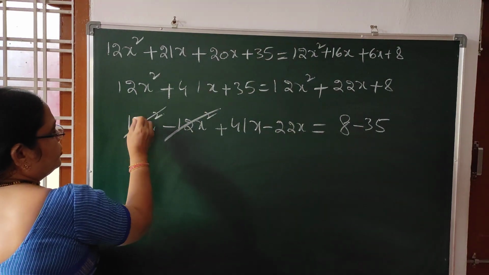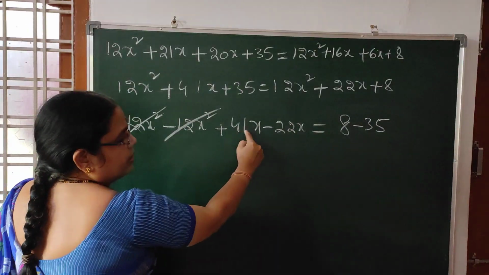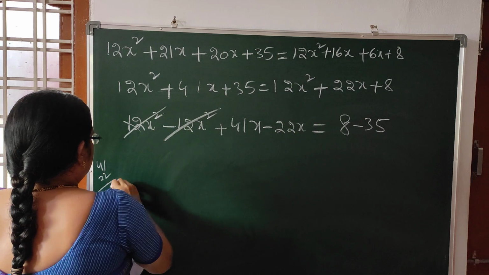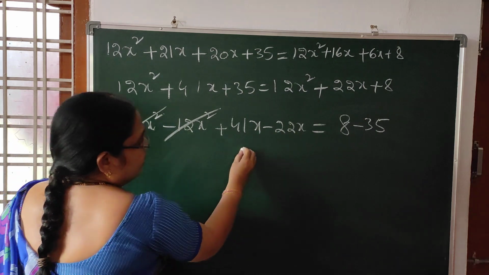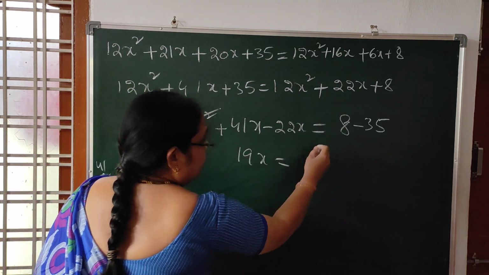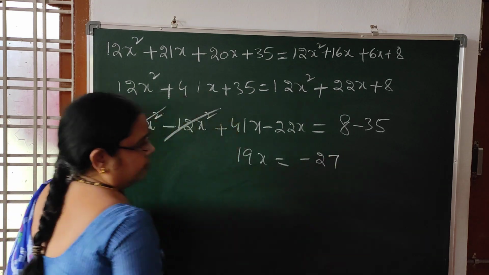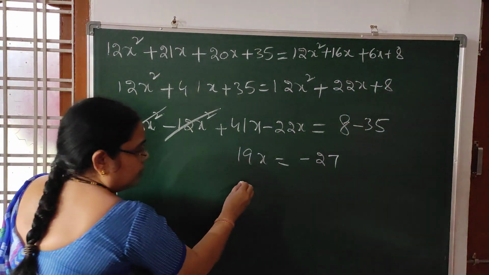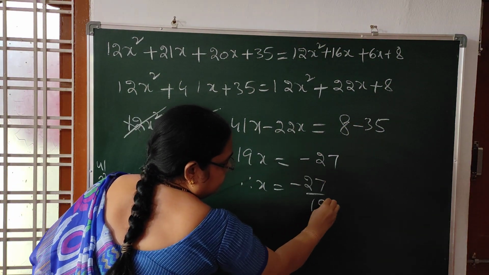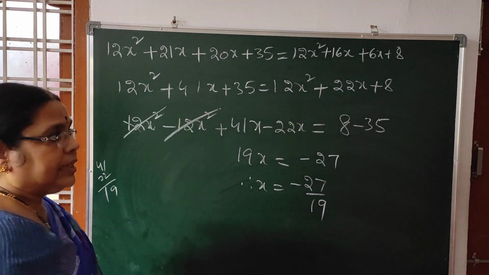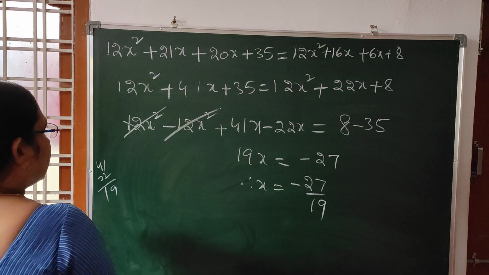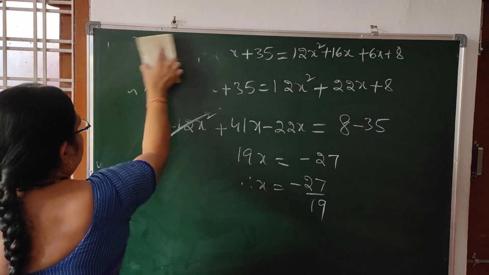Okay, it gets cancelled. Now 41x minus 22x is how much? 41 minus 22 is 19. 19x is equal to minus 27. Therefore, x is equal to how much? Minus 27 by 19. X is equal to minus 27 by 19. Now, let's go to verification.